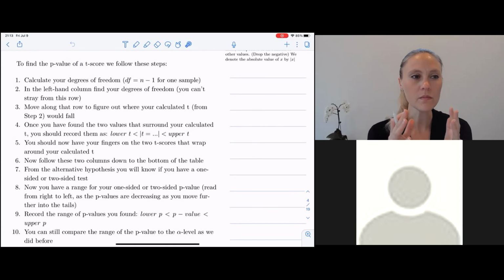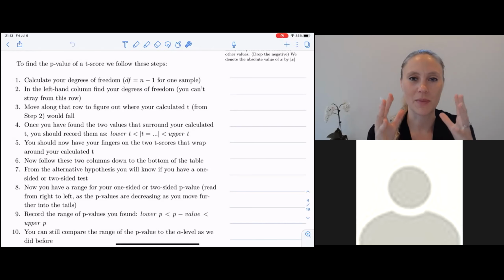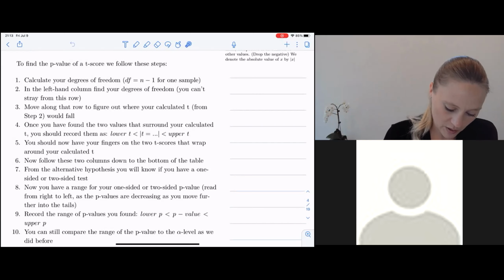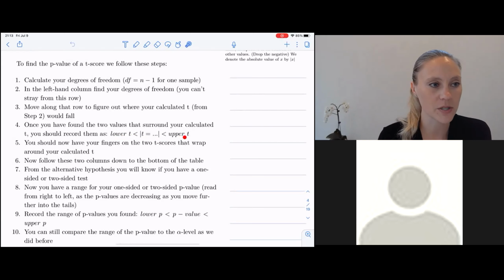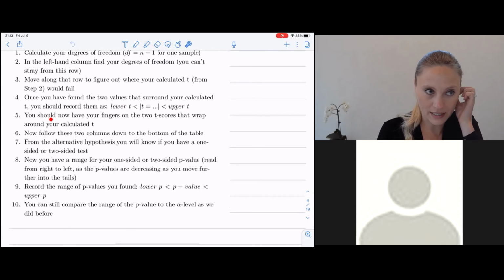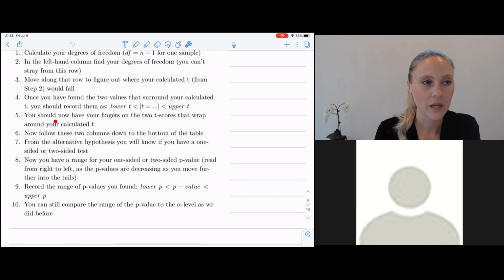And we're going to do an example. I always like to put my calculated t in absolute value in the center, and then I put the bounds that I've found around it. So you're going to have your lower t and your upper t. And then you can go back to the table. And now you're going to have your two fingers on two values that wrap around your calculated t.